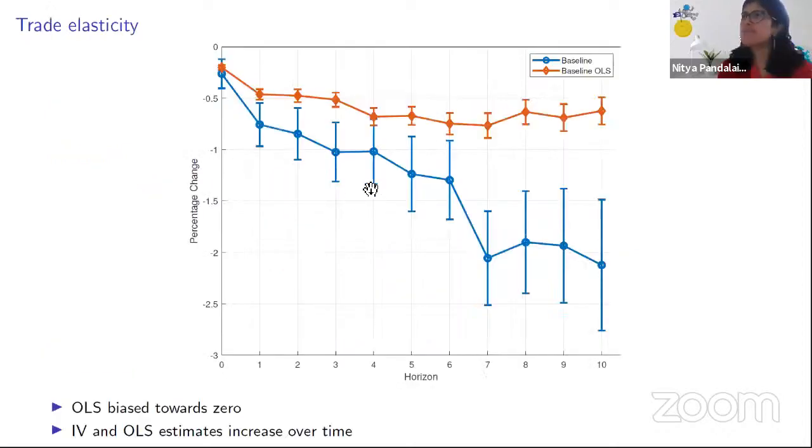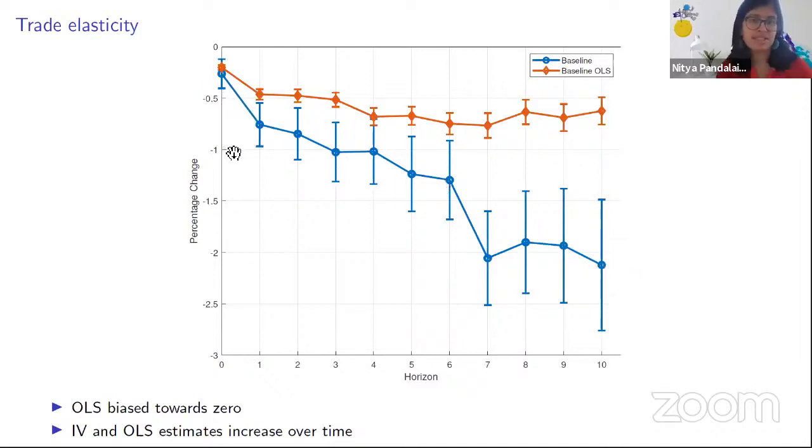So let me show you the results very briefly. Here are our trade elasticity estimates. The red is OLS and the blue is IV. And you can see that they're small on impact. So year 1 is our impact elasticity. And then they build over time. The IV estimates are larger than the OLS at all horizons.